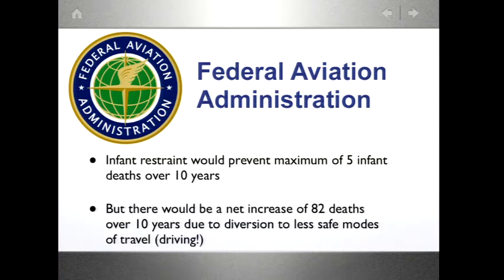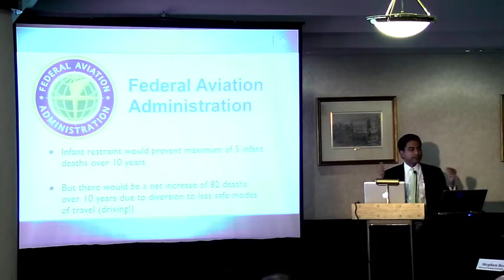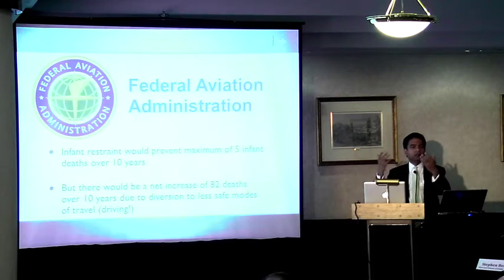They said, people will now stop flying and start driving. And as a result, there will be a net increase of 82 deaths over 10 years because some parents will not be able to afford the more expensive seat, and they will now drive to wherever they were going in the first place. And so now you've made it about 5 deaths over 10 years versus 82 deaths over 10 years. So now you've sort of leveled the playing field. It's still about this bias, but you've sort of pitched one kind of bias against itself. And of course, the reason for the 82 death number is completely unsurprising.